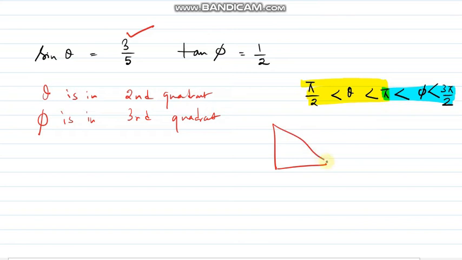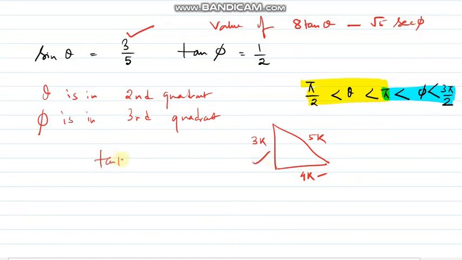So if I draw a triangle, I have already shown this type of triangle in the first video of trig. You can use the Pythagoras theorem, and this will be 4k. We need to find out the value of, sorry, I forgot to state the full sum: 8 tan theta minus root 5 sec phi. So from this triangle, tan theta is equal to 3k divided by 4k, that is 3 divided by 4.